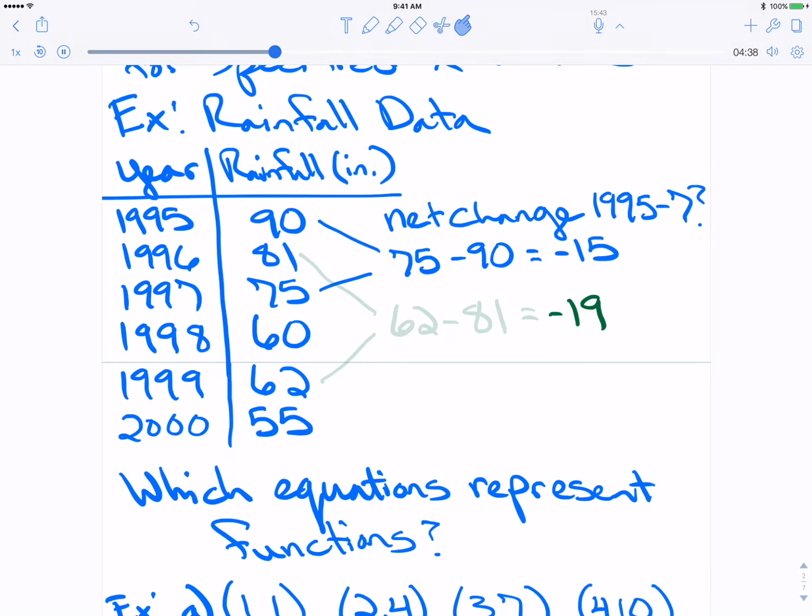Alternatively, I could look at 1996 compared with 1999, so then I could look at the net change between those years. So 1996 compared with 1999, and I take 62 inches minus 81 inches in order to determine the net change between those years. So negative 19 inches is the net change between 1996 and 1999. As you can see, these measurements are very similar, but the difference being that these are not adjacent years. I'm looking at multiple years or further down in my data table than I did when I was just looking at a first difference. The first difference simply corresponds to adjacent points.